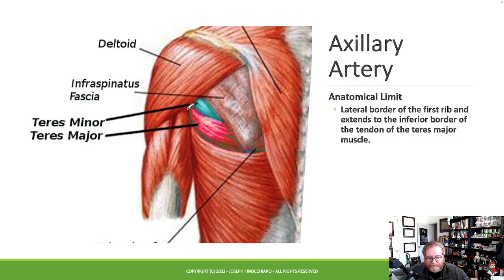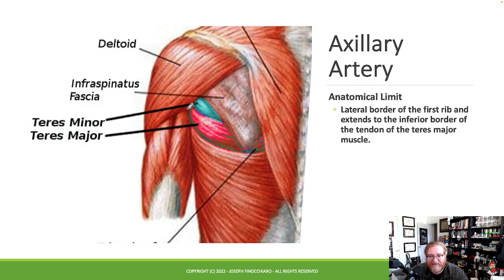The anatomical limit: lateral border of the first rib, and it extends to the inferior border of the tendon of the teres major muscle. Now, it is important, okay? It is important. There are different types of questions you may be asked on guides and limits. And the hardest questions are the ones where they include the guide, the linear guide, and the limit, all for the same artery and ask you which one is which. The much easier questions are the ones where they just throw 3 anatomical limits at you, or 4 anatomical limits at you, and say which one goes with which artery.